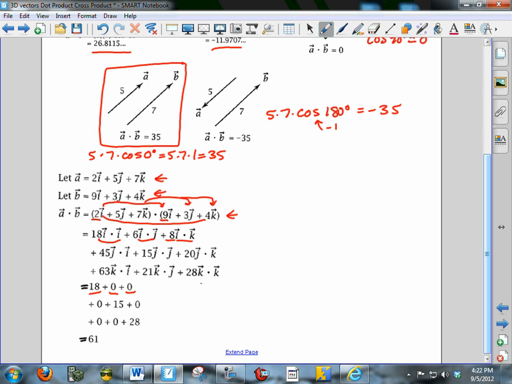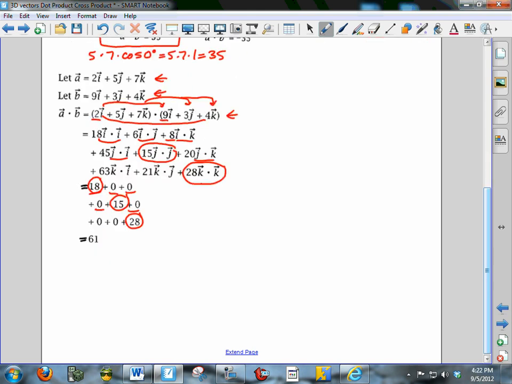If I do the same thing in the second row, you'll notice the only one I get a number for is the middle one, because the other two are composed of vectors that are perpendicular to each other, j and i and j and k, so you get 0 for those two, and the only one I get a number for is the 15, j times j. Third row, the only one I get a number for is the 28. This is why the dot product is also known as the inner product, because all of the outer terms, when I multiply, become 0, and so I'm just adding up those three inner numbers.